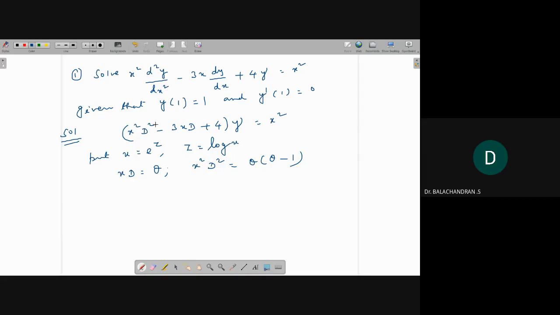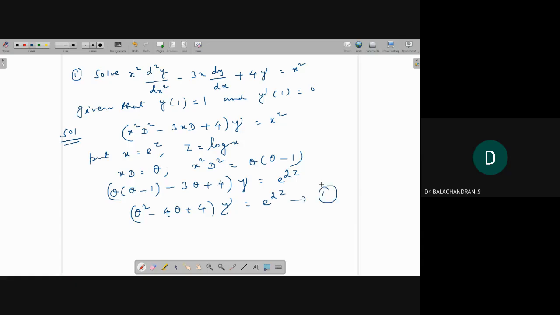Now if you substitute everything here, x square D square is theta into theta minus 1, minus 3 into xD is theta, plus 4 into y equal to x square. What is x? x is equal to e power z, so x square equal to e power 2z. So simplify: theta square minus 3 theta is minus 4 theta, plus 4 into y equal to e power 2z. This is equation 1.